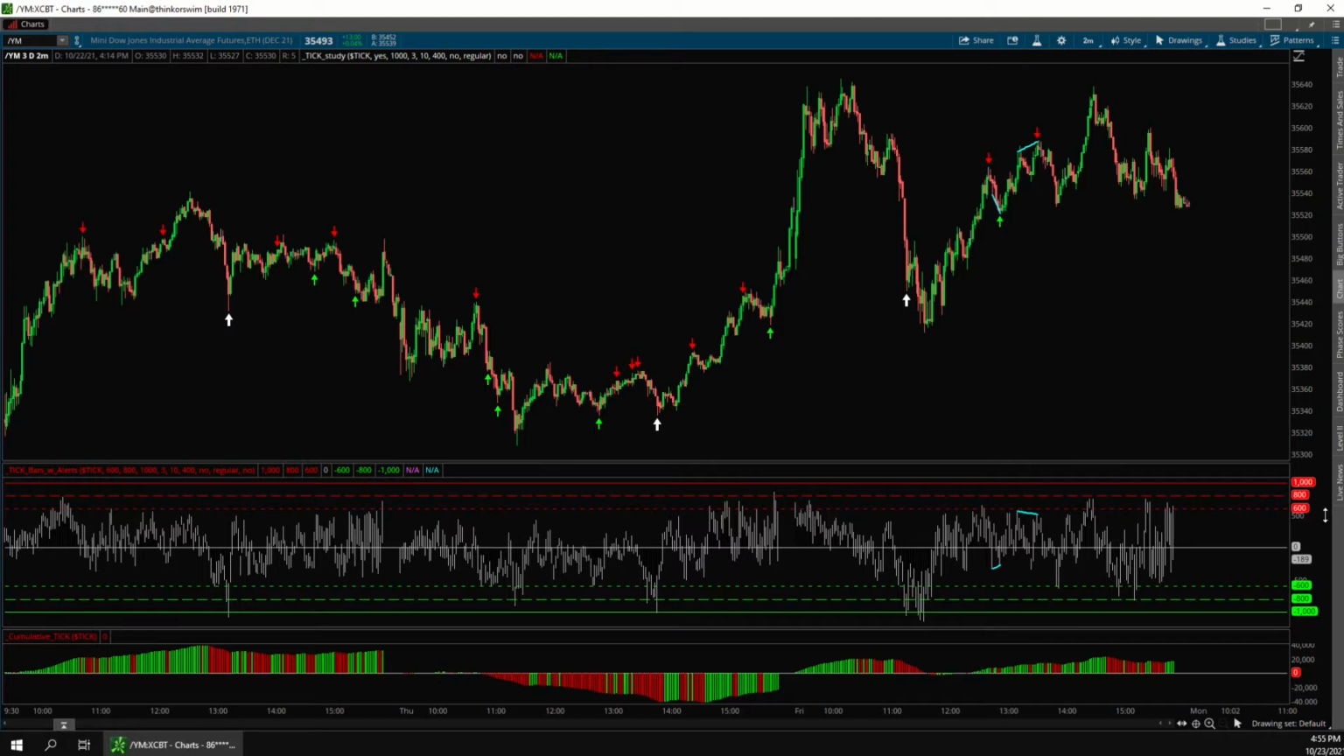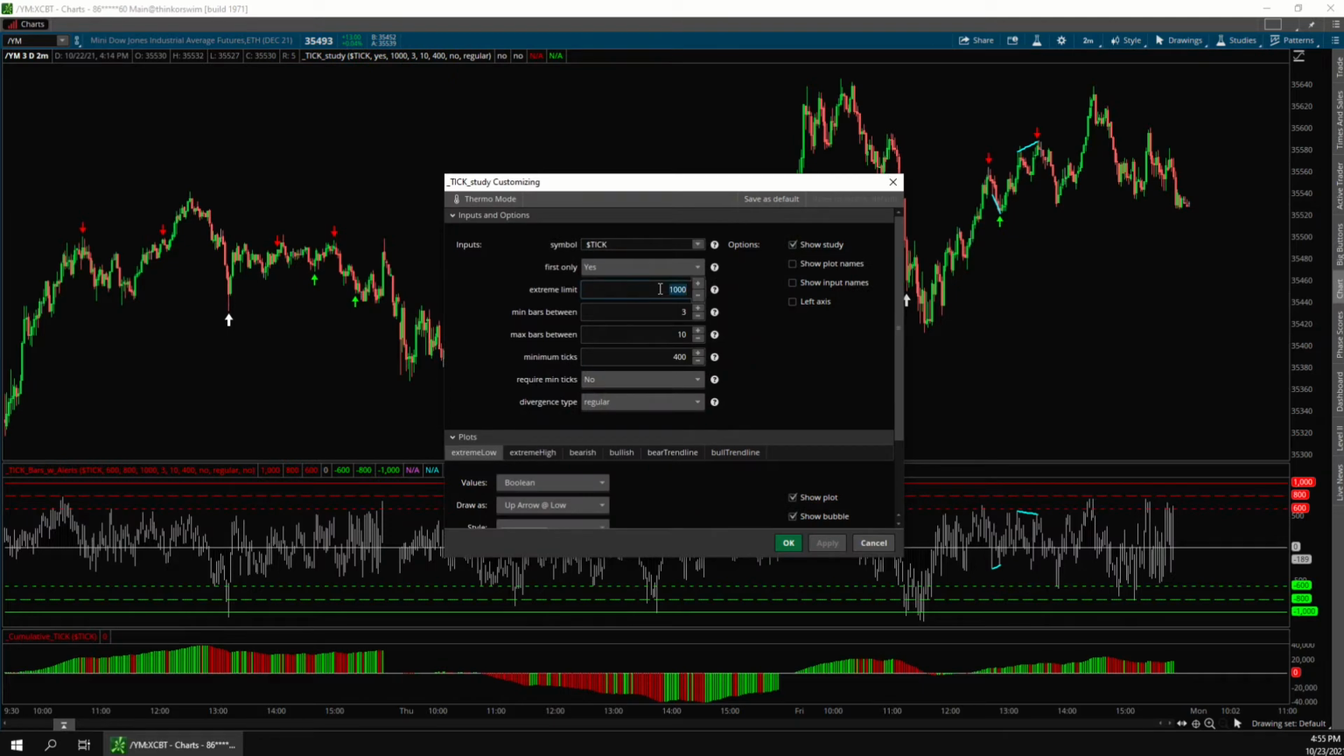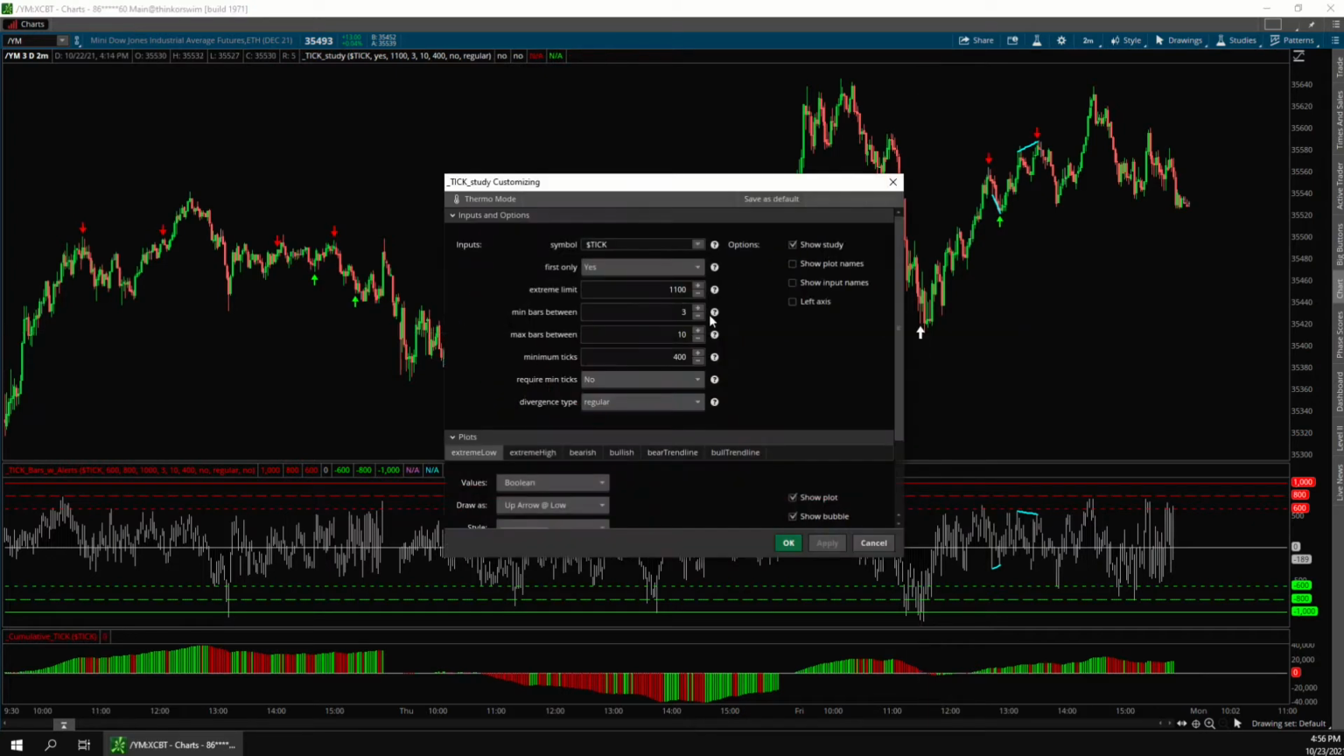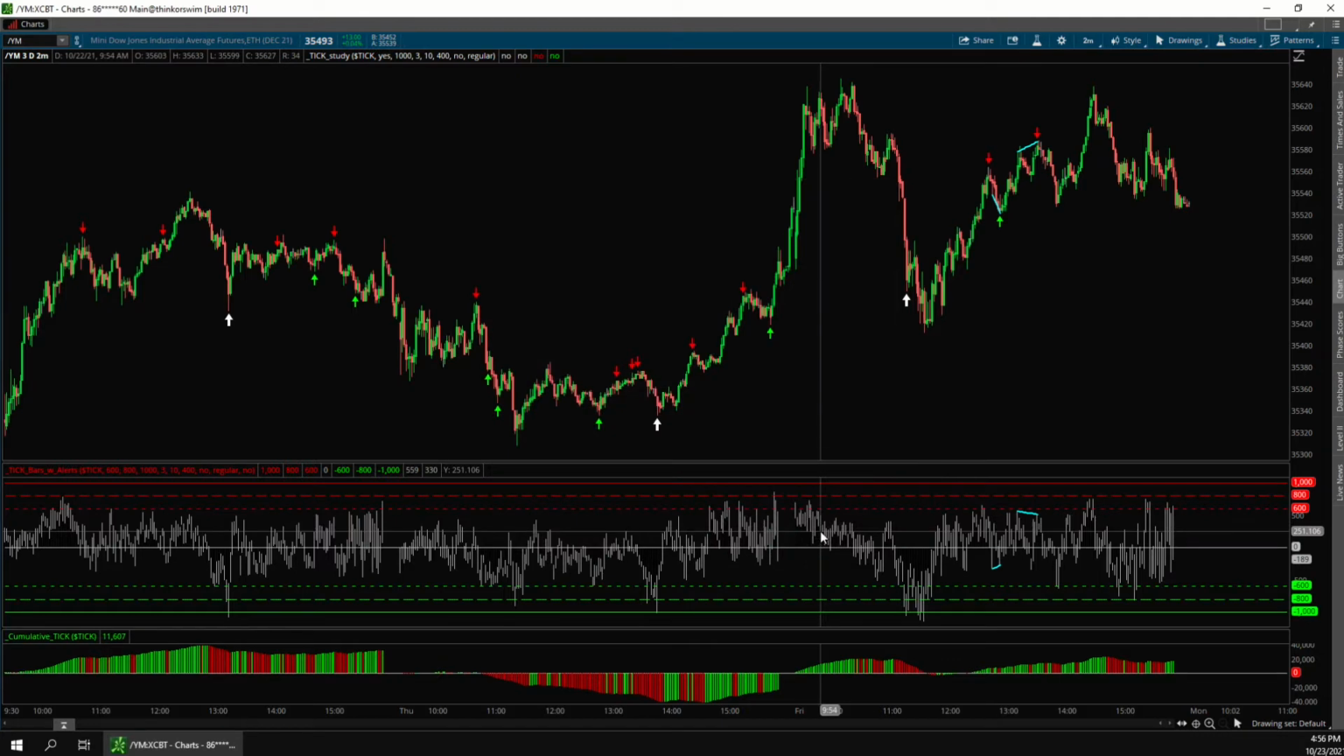And you can customize these alerts. For example, you can change the level of the extreme limit. So now the ticks need to reach 1,100 instead of 1,000 in order to trigger this alert. And by default, it only shows the first extreme tick reading of the day in each direction, and it hides all the extreme tick readings after the first one.